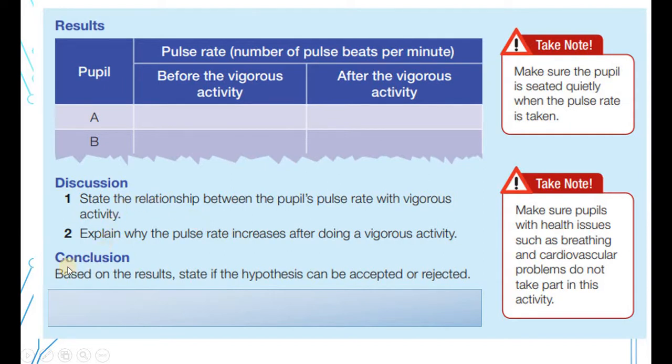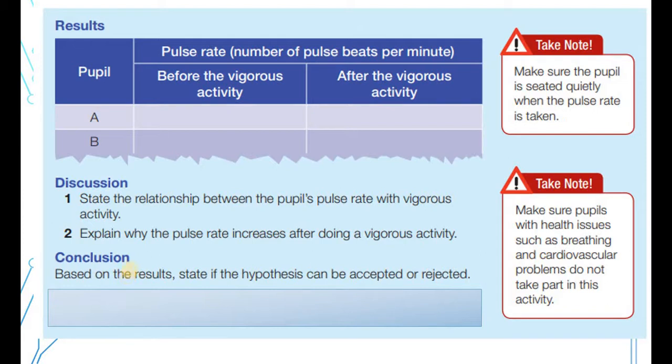Okay. After the discussion, you have to write the conclusion. In the conclusion, you have to write the hypothesis again. If your data supports the hypothesis, it means the data that we took, that we obtained, supports the hypothesis. Okay. So for the conclusion, you have to write for this activity.